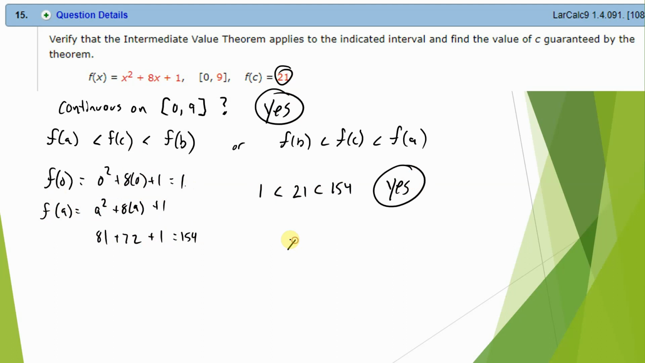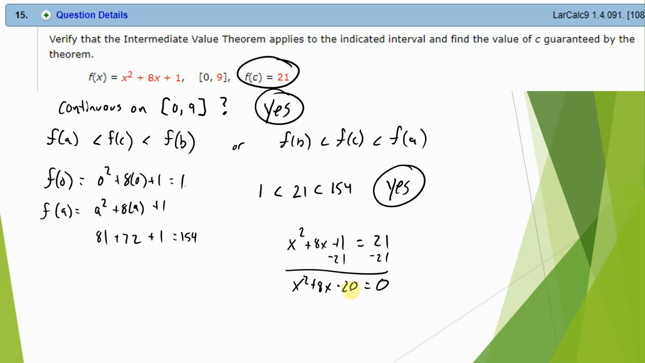So how do we solve it? We're going to say x squared plus 8x plus 1 is equal to the f of c, 21. So we subtract 21. We get x squared plus 8x minus 20 equals 0. So there are two numbers that multiply together to be negative 20 and add to be positive 8. Well, sure, you've got positive 10 and negative 2, which gives us x equals negative 10 or x equals 2. Which of these numbers, if any, are on the interval from 0 to 9? Only x equals 2.